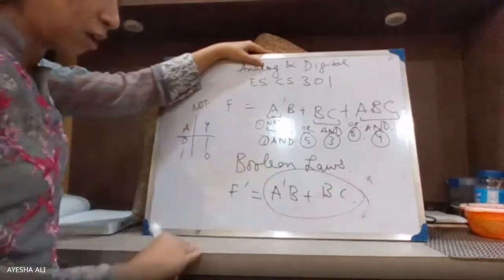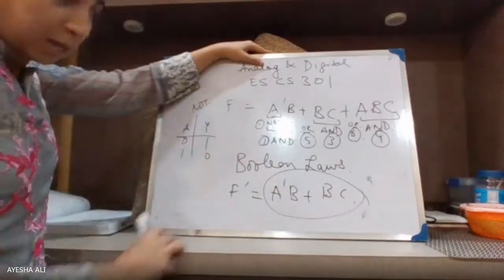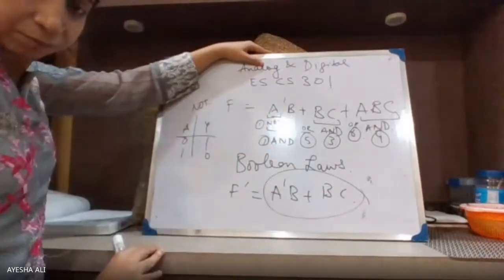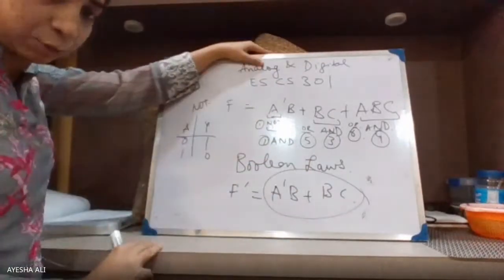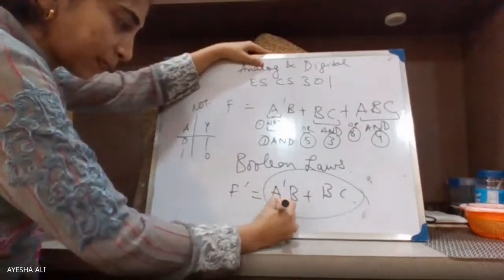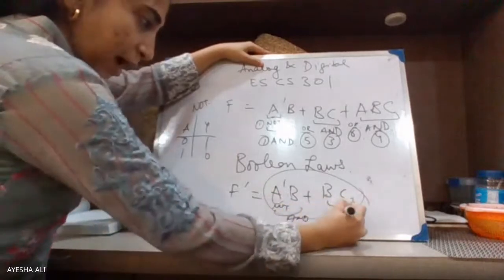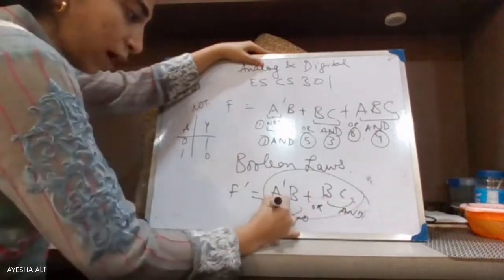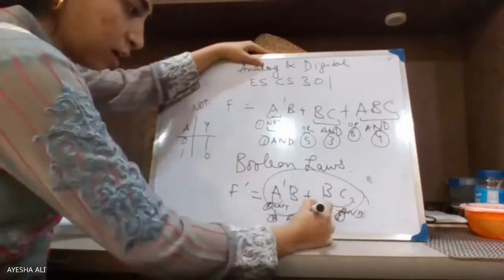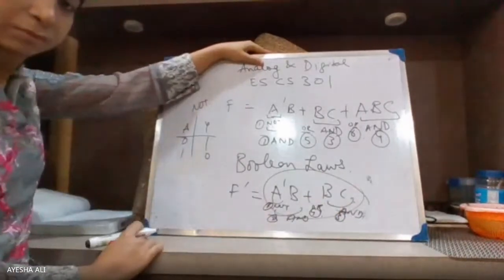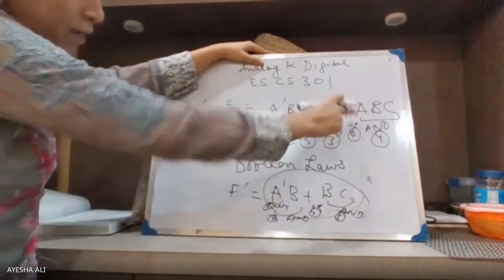Now you may ask, why am I minimizing? Now let's assume I have minimized. Here, how many gates am I using? NOT, AND, OR. So 1, 2, 3, and 4. Here, how many gates was I using?